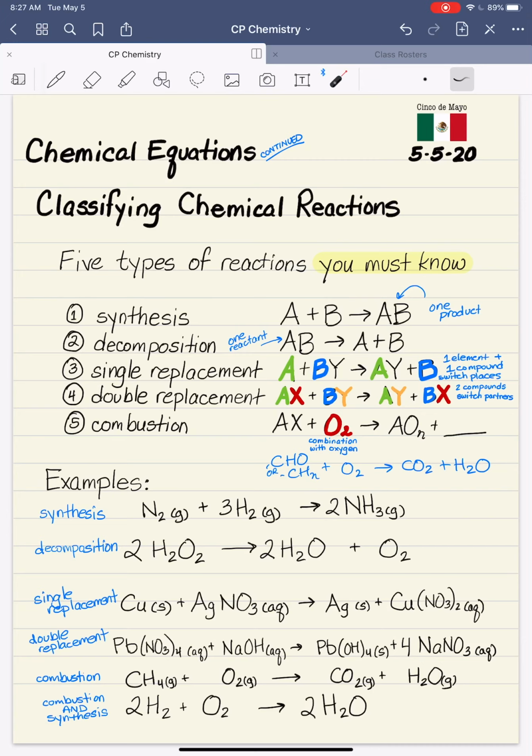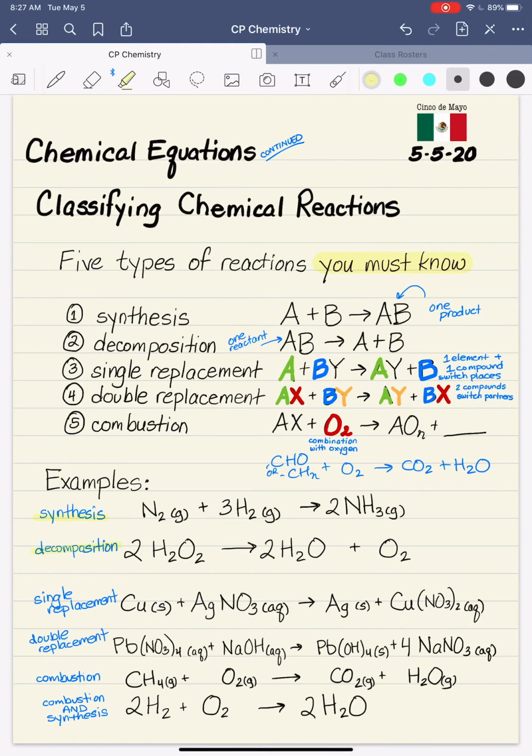In our first example, we have synthesis. In our synthesis reaction, we've got nitrogen combining with hydrogen to form ammonia. One product indicates that this is a synthesis reaction. All right, the next one we have decomposition. In our decomposition reaction, we have one reactant forming multiple products. That's how we know we have decomposition. In this case, this is the decomposition of hydrogen peroxide into water and oxygen.